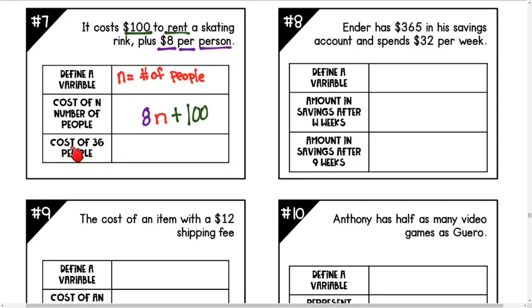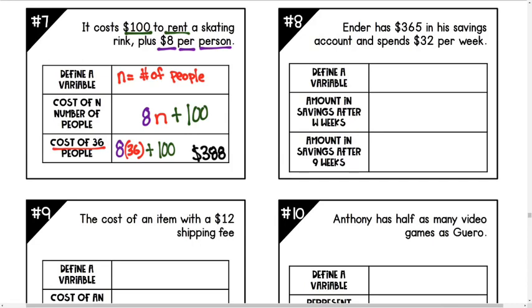Now this next one says the cost of 36 people. We know how many people are going to be there, and so I can go ahead and take my expression and substitute in the 36 for n. So I do that. I'm going to go ahead and erase the n and put a times 36 there. When I do 8 times 36 plus 100, I get $388. So it'll cost me $388 to rent this ice skating rink for 36 people.